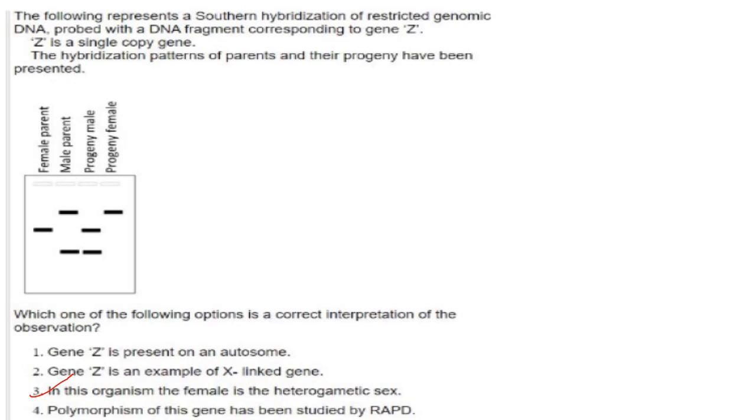Polymorphism of this gene has been studied by RAPD. RAPD doesn't use the Southern hybridization technique. It uses PCR. So the 4th is also not correct. So the answer here is 3.